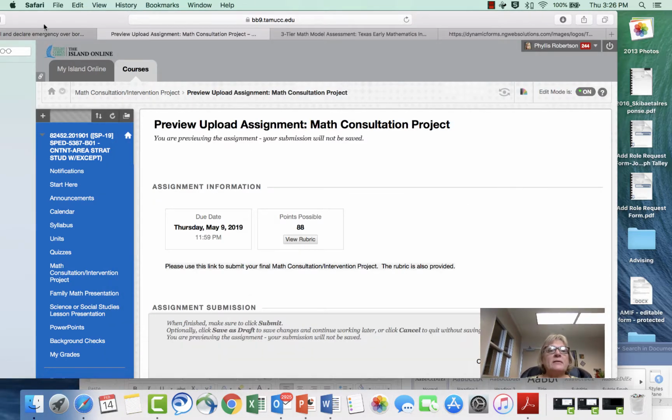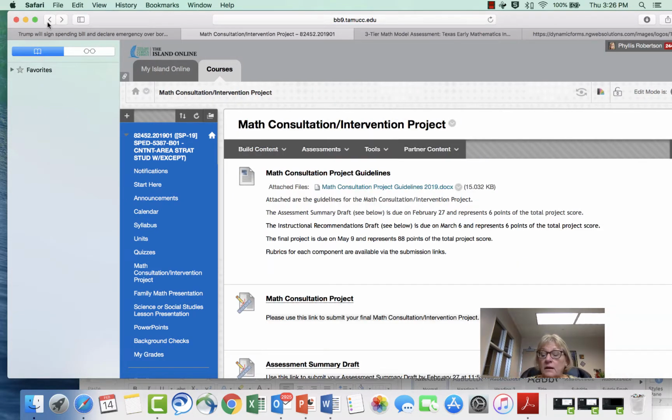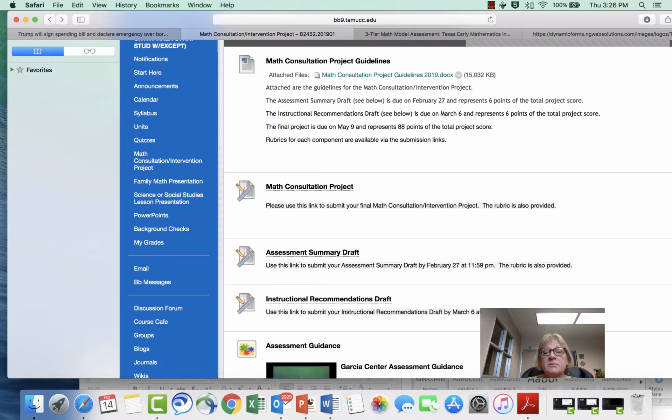So then let's go back to that tab again. And you're going to see that there is a place for you to turn in your assessment summary graph, your instructional recommendations draft, and both of those also have rubrics attached. It's 6 points for each, and as I mentioned to you in class, basically, if you submit and you include all of the required information, you should be able to get the points from that.